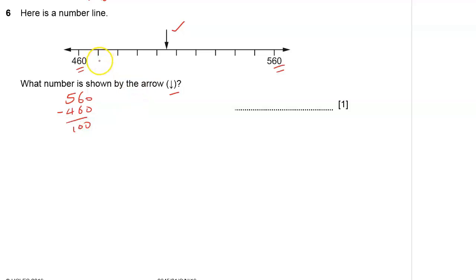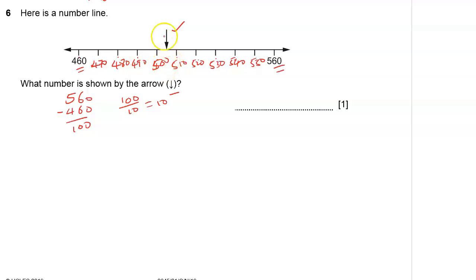And therefore, we find how many divisions between 460 and 560. From 460 to this division, that is 1. We have 2, 3, 4, 5, 6, 7, 8, 9, and 10. To find the value of each division, we take 100 divided by 10. Of course, this will give us 10. So from 460, the next value will be 470, that is 460 plus 10. This would be 480, 490, this would be 500, sorry. This is 510, 520, 530, 540, and this is 550.